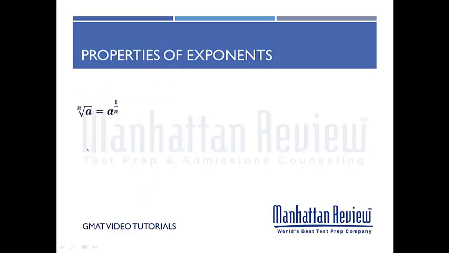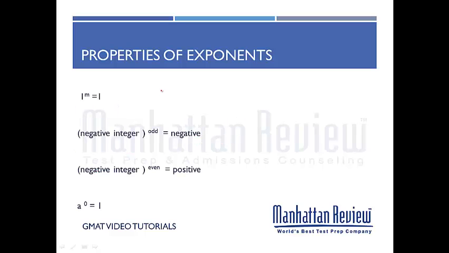Before we try understanding this property, let's take one small example. Root of a can also be written as a power 1 by 2. Similarly, nth root of a is equal to a power 1 by n. We have some more properties here. 1 raised to any power will be equal to 1. For example, 1 power minus 3 is also equal to 1.